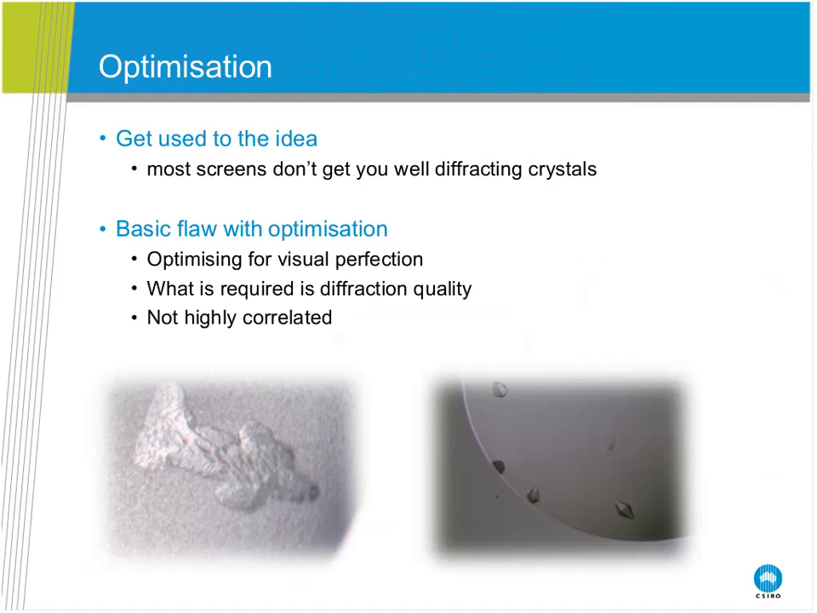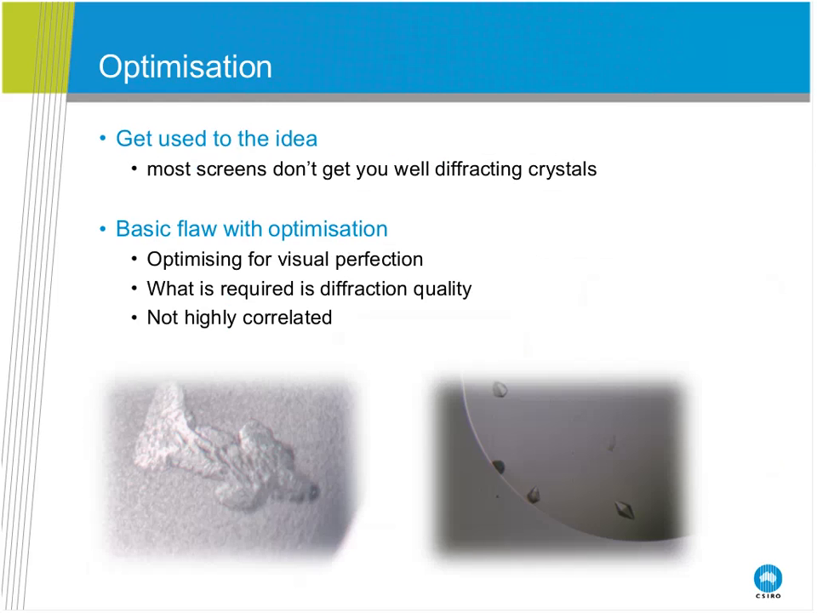And so then from screening, which is actually pretty simple, and that's why people like it, because you don't have to think that much about it, we move to optimization. The first thing is to get used to the idea: you will probably have to optimize to get well-diffracting crystals. But there is a basic flaw with optimization as we do it at the moment. We tend to optimize for visual perfection. Humans like symmetry. We like crystals. So we look for the biggest, most optically perfect crystal and say, that must be it. That's the one I'm following.